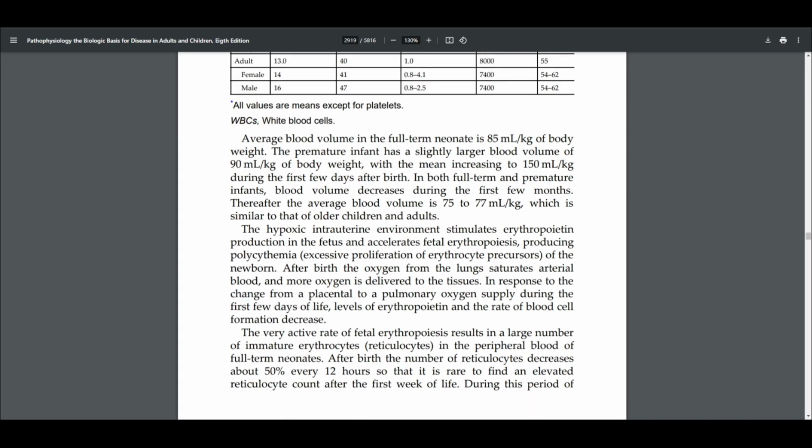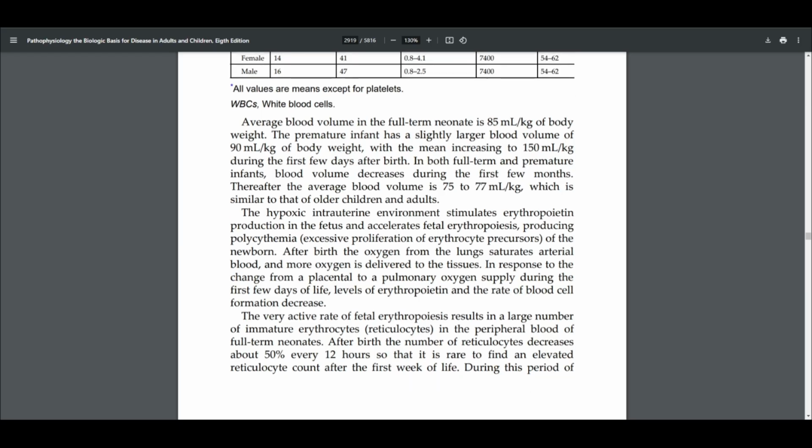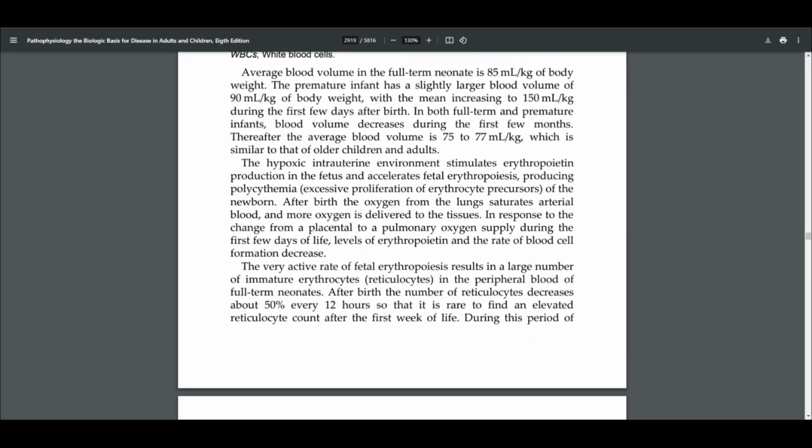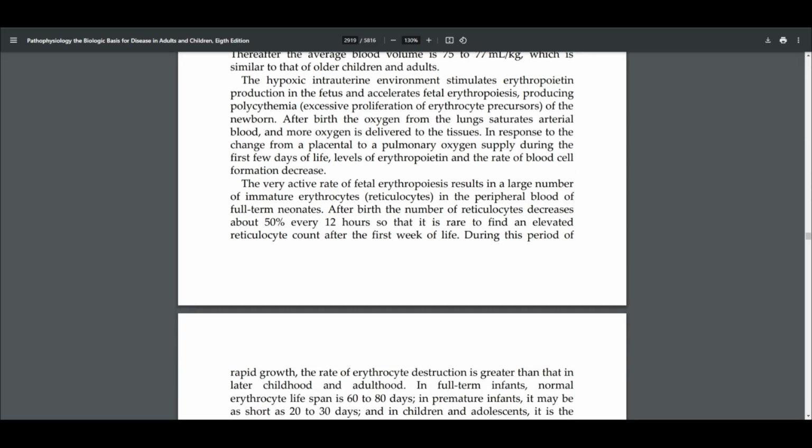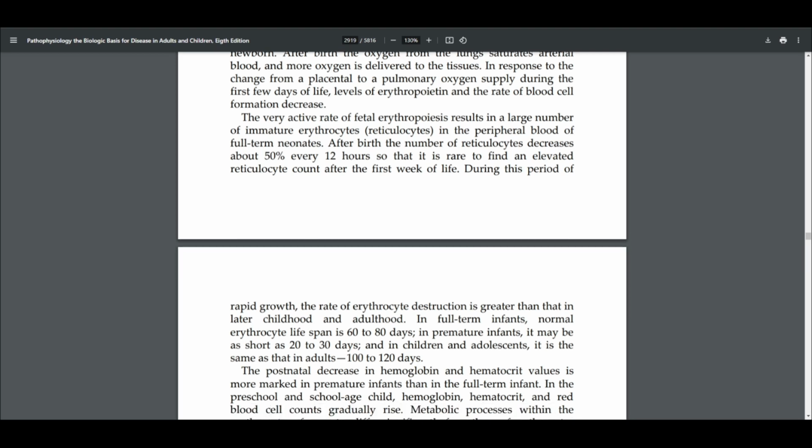The hypoxic intrauterine environment stimulates erythropoietin production in the fetus and accelerates fetal erythropoiesis, producing polycythemia of the newborn. After birth, the oxygen from the lungs saturates arterial blood, and more oxygen is delivered to the tissues. In response to the change from the placental to the pulmonary oxygen supply during the first few days of life, levels of erythropoietin and the rate of blood cell formation decrease. The very active rate of fetal erythropoiesis results in a large number of immature erythrocytes in the peripheral blood of full-term neonates. After birth, the number of reticulocytes decreases about 50% every 12 hours, so that it is rare to find an elevated reticulocyte count after the first week of life.